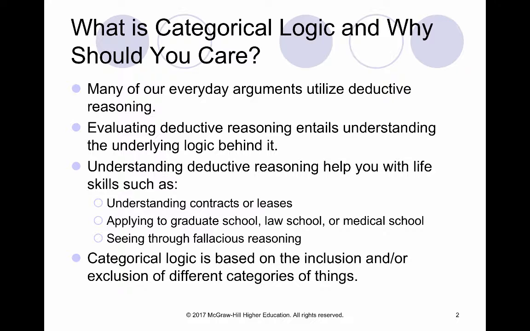You'll need this skill as you go throughout life for things like understanding contracts or leases, applying to graduate school, law school, or medical school, and especially being able to see through fallacious reasoning and not be pulled in by the poor arguments of others. This chapter focuses on categorical logic, which is based on the inclusion and or exclusion of different categories of things.